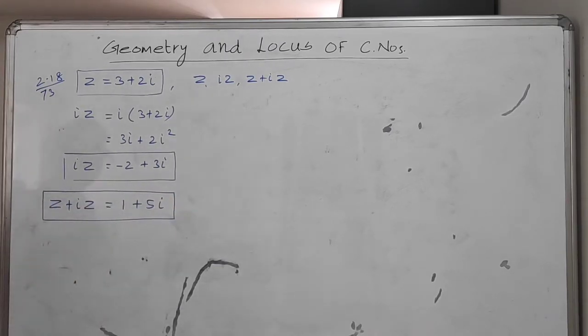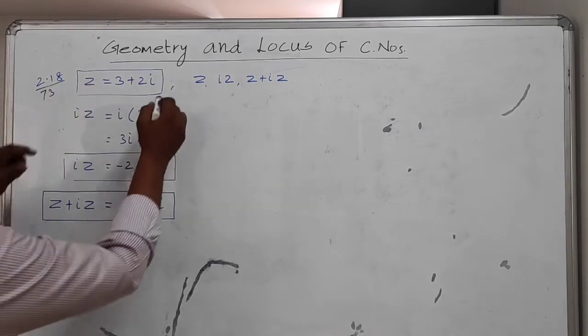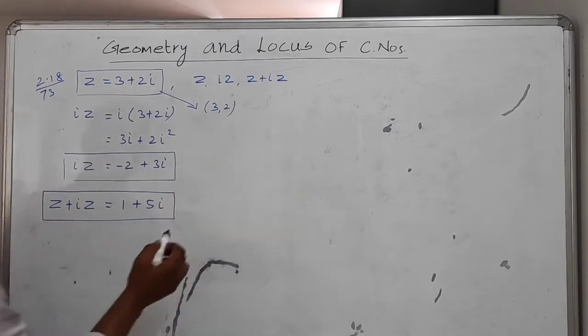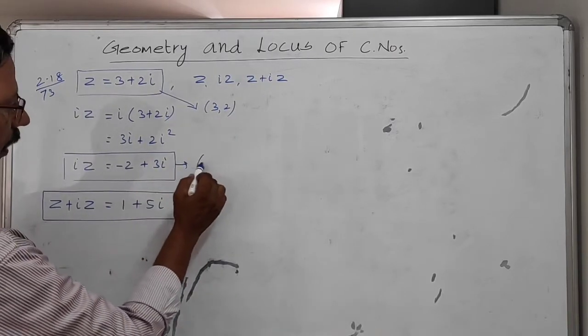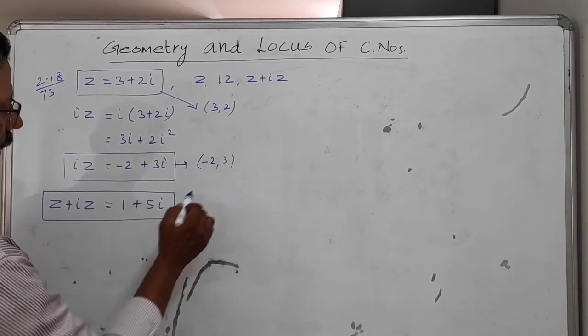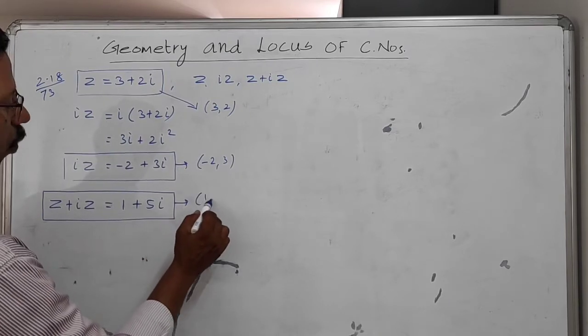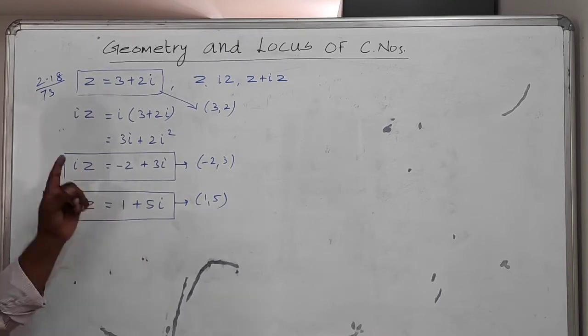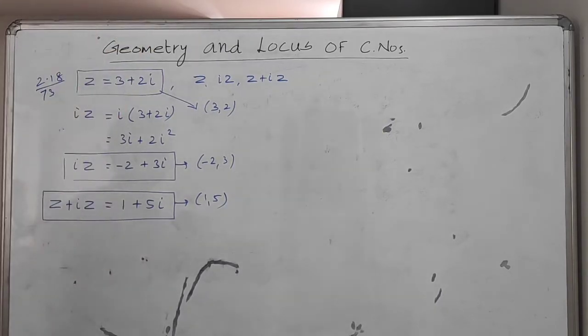Now, if you write z as a point, its coordinates will be (3, 2). For iz, the coordinates will be (minus 2, 3). For z plus iz, the coordinates will be (1, 5). Now we can plot these in the plane. See here.